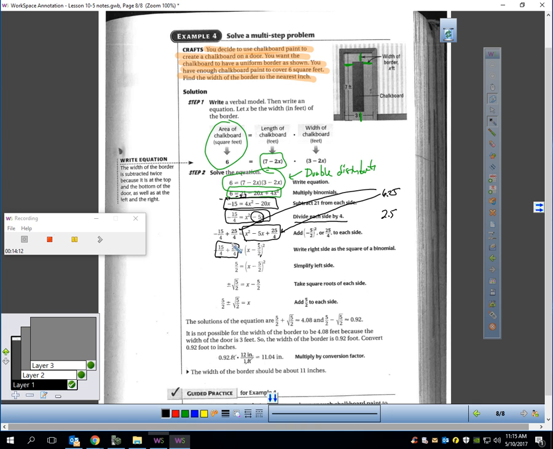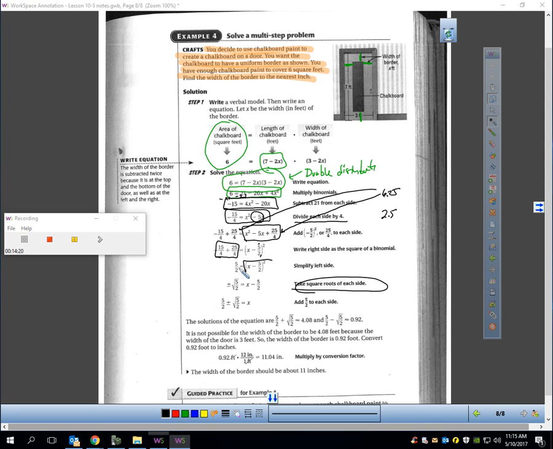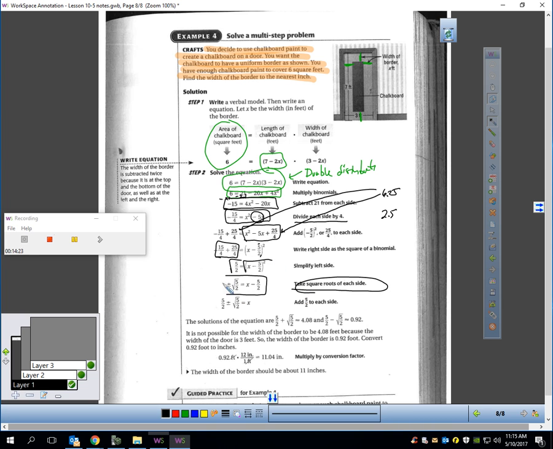If you combine those together, you'd have 5 halves equals x minus 2.5 squared, and then take the square root of each side, which gets you to here, and then add 5 halves to each side, and when you do that, you'll get your two solutions, which they listed here, and then you just put those in your calculator. 5 halves plus square root of 5 halves, which is about 4.08, and 5 halves minus square root of 5 halves, which is about 0.92.